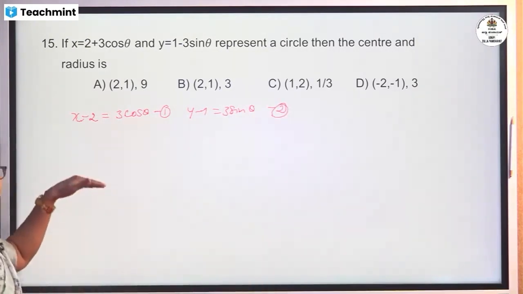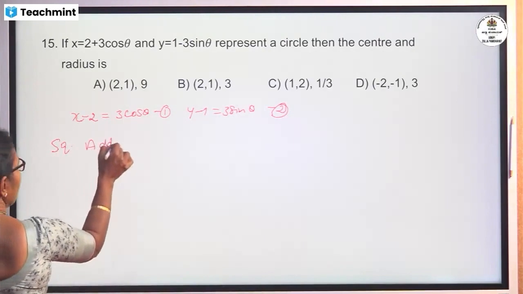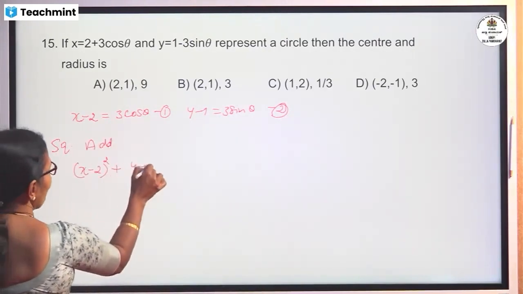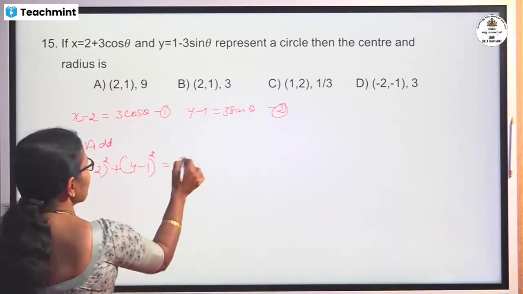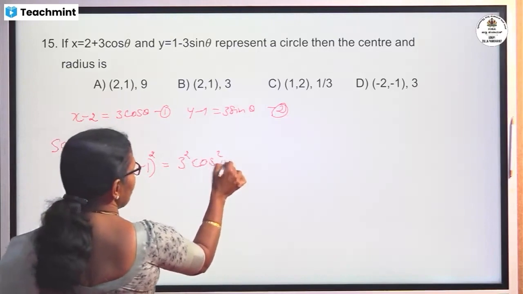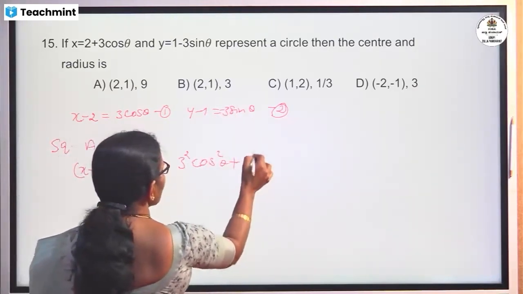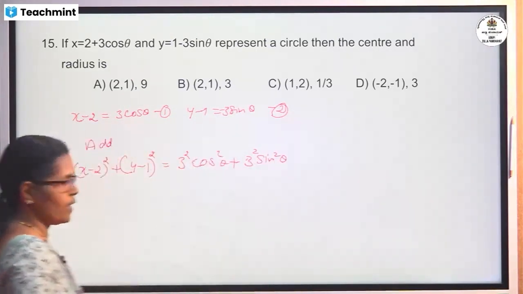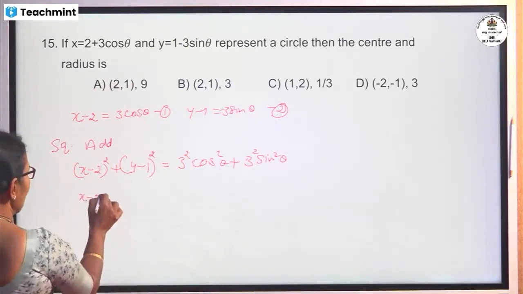Squaring and adding this equation, (x − 2)² + (y − 1)² equals 3² cos²θ plus 3² sin²θ, since minus of minus becomes plus.